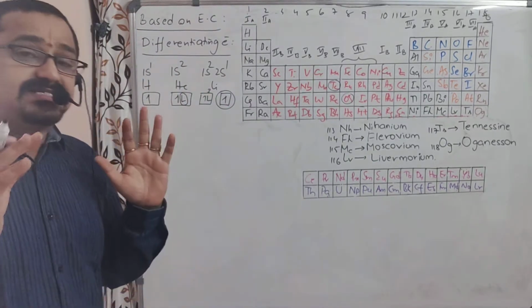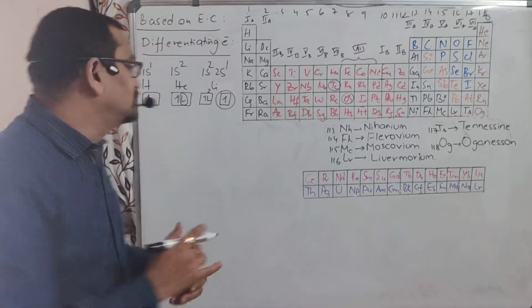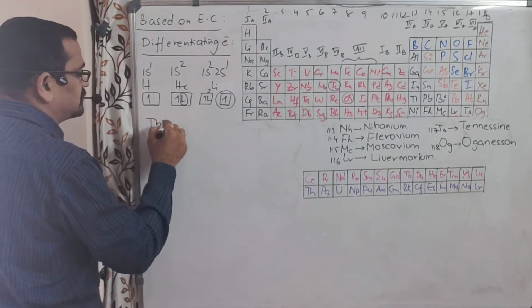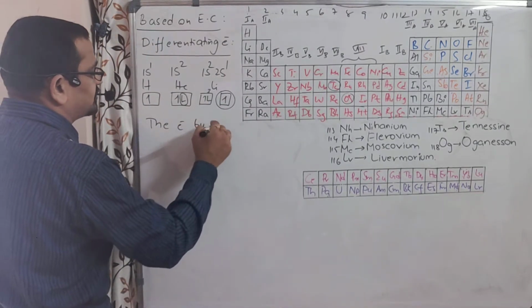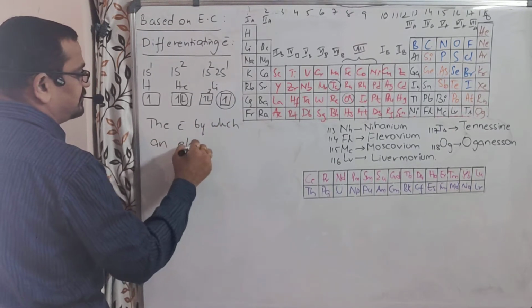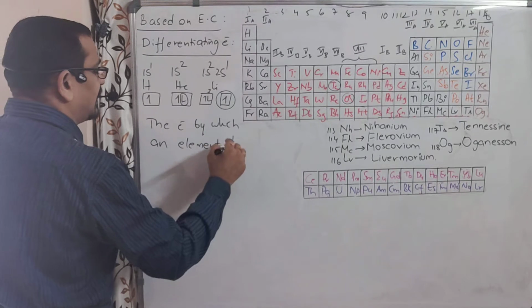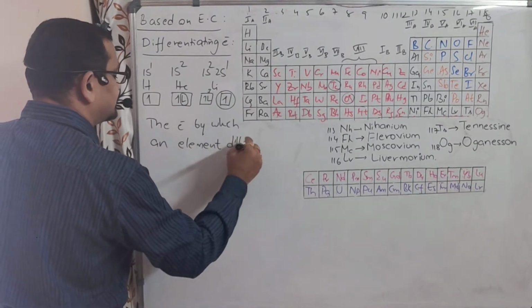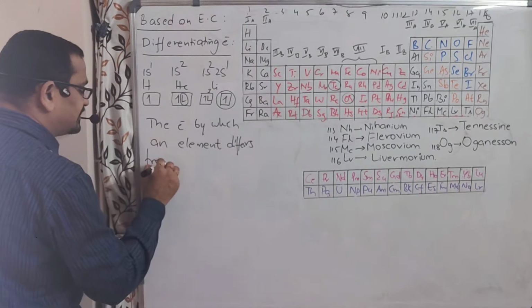So in this way, what's the definition of differentiating electron? The electron by which an element differs from its previous member.